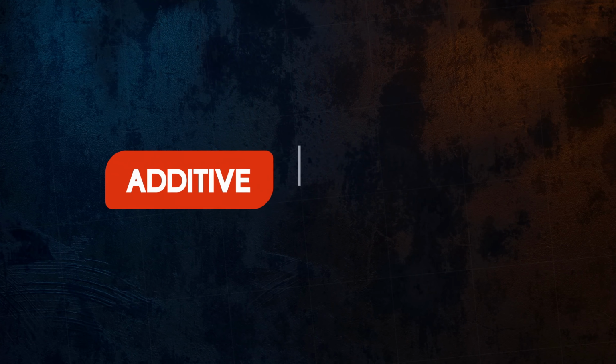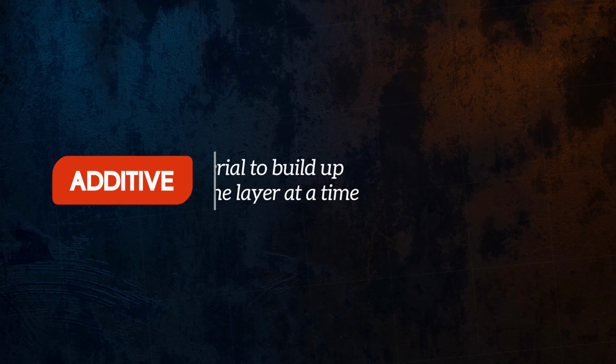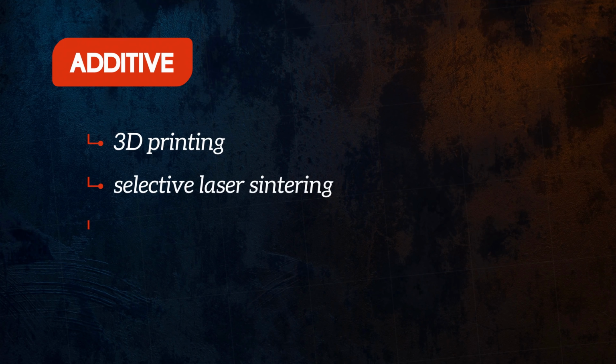The final category is additive manufacturing, which involves adding material to build up the desired object, typically one layer at a time. 3D printing, selective laser sintering, and vat polymerization are examples of additive manufacturing techniques.